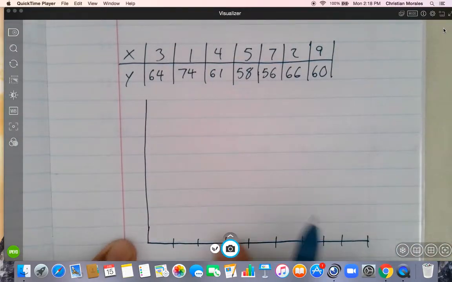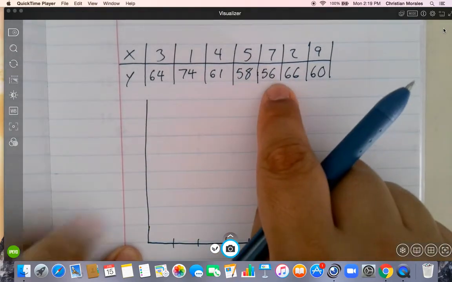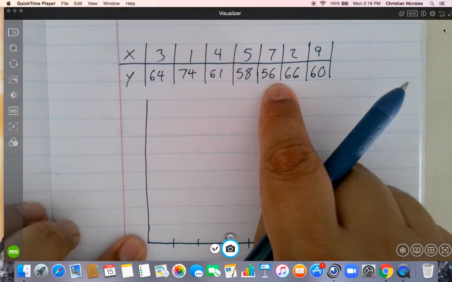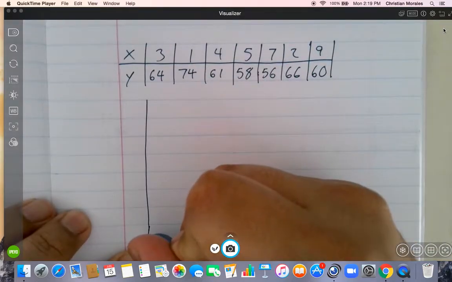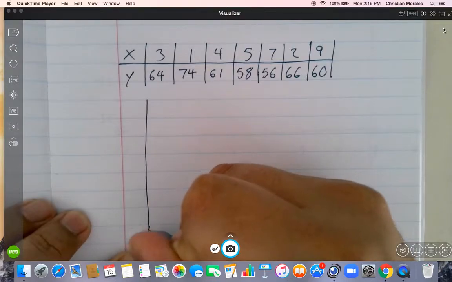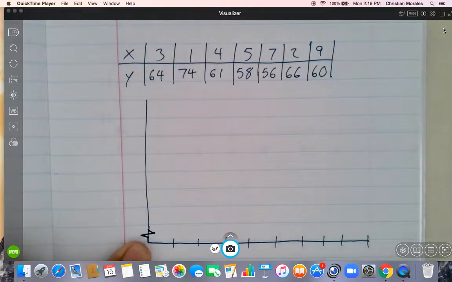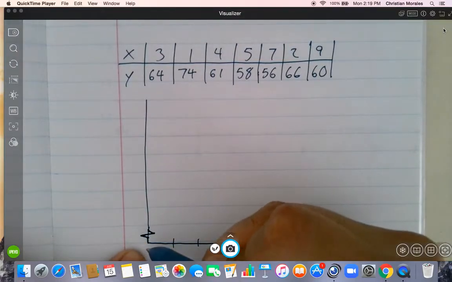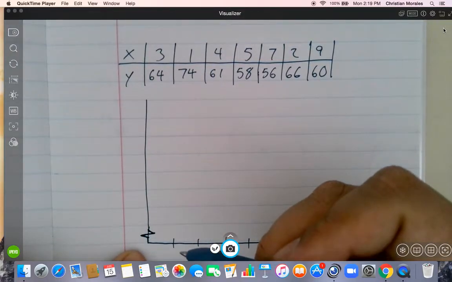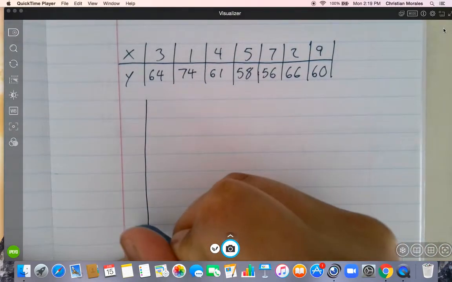The problem here is the y-axis, because your smallest number is 56. Now you don't want to start from 0. So you can draw a break in the graph, kind of like a Z. This will let whoever's reading your graph know that you're going to jump from 0 to a next number. Okay, so in this case, let's say I drop from 0 to 55.